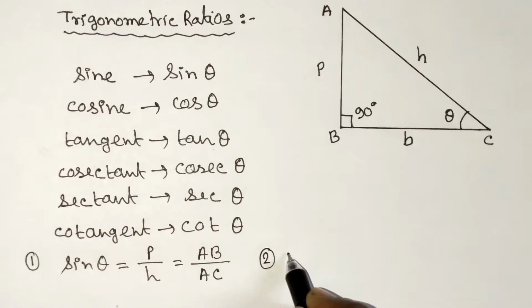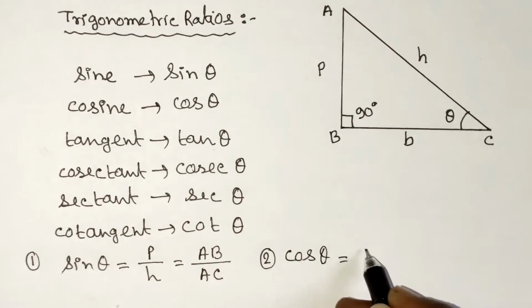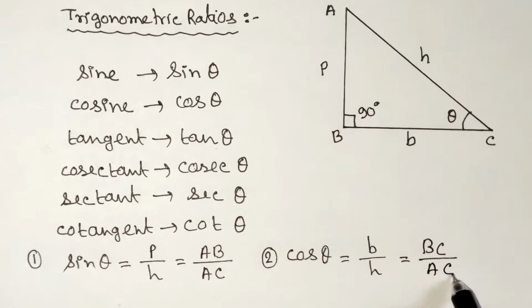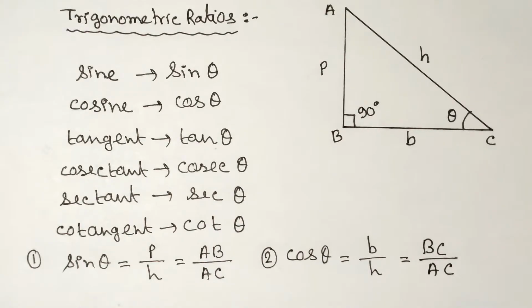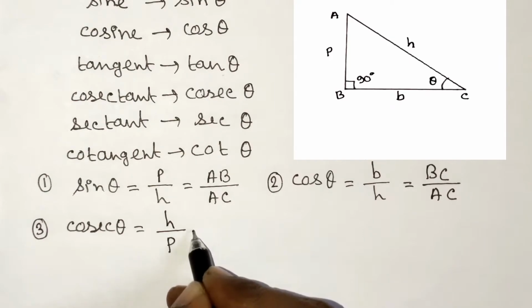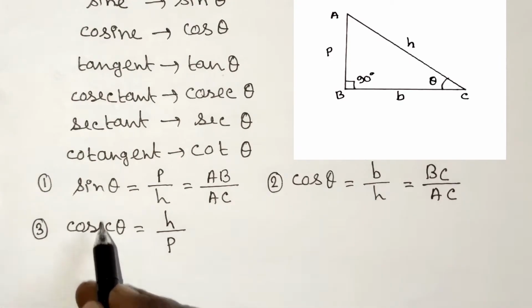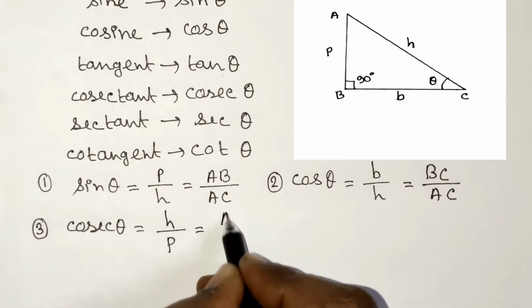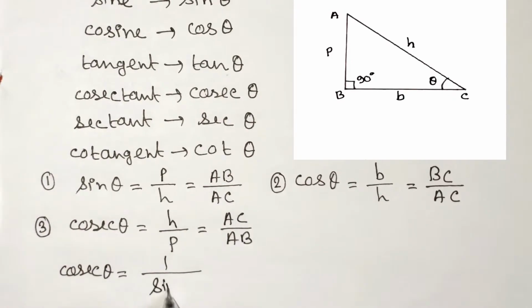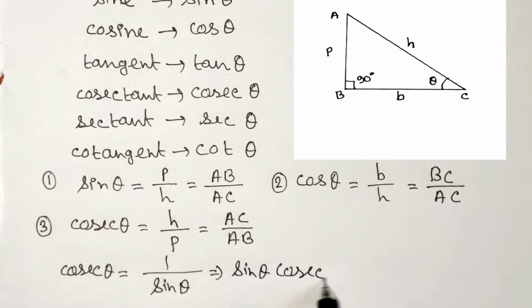Number 2, cos theta is equal to base by hypotenuse, which is BC by AC. Number 3, cosec theta, which is equal to hypotenuse by perpendicular. That means you can observe that cosec theta is the reciprocal of sin theta. So this is AC by AB. So we have another result that cosec theta is equal to 1 upon sin theta. So you can easily write that sin theta into cosec theta is equal to 1.